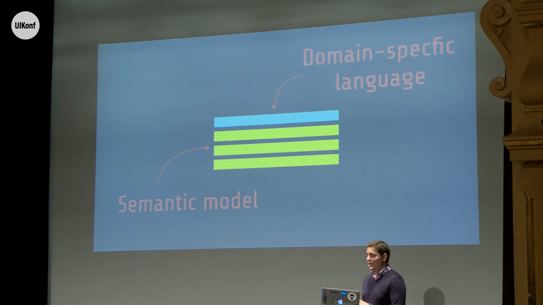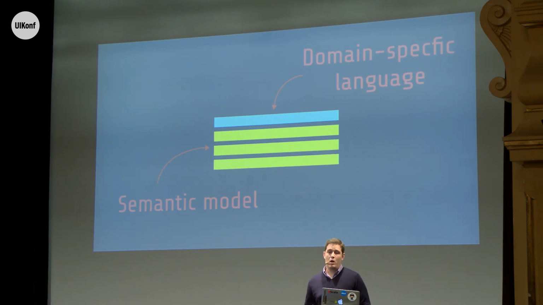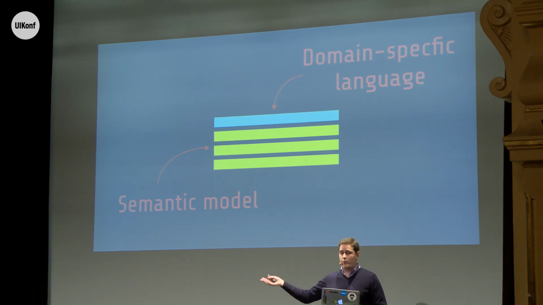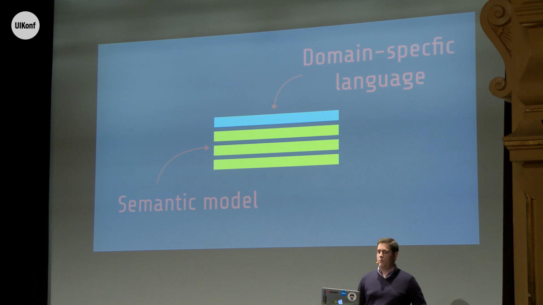It's important to know that there has to be a separation between the domain-specific layer and the semantic model, just so we can work on them independently, iterate on them independently, you can test things independently, and you can have different domain-specific language implementations for the same semantic model, as we'll see in a minute.